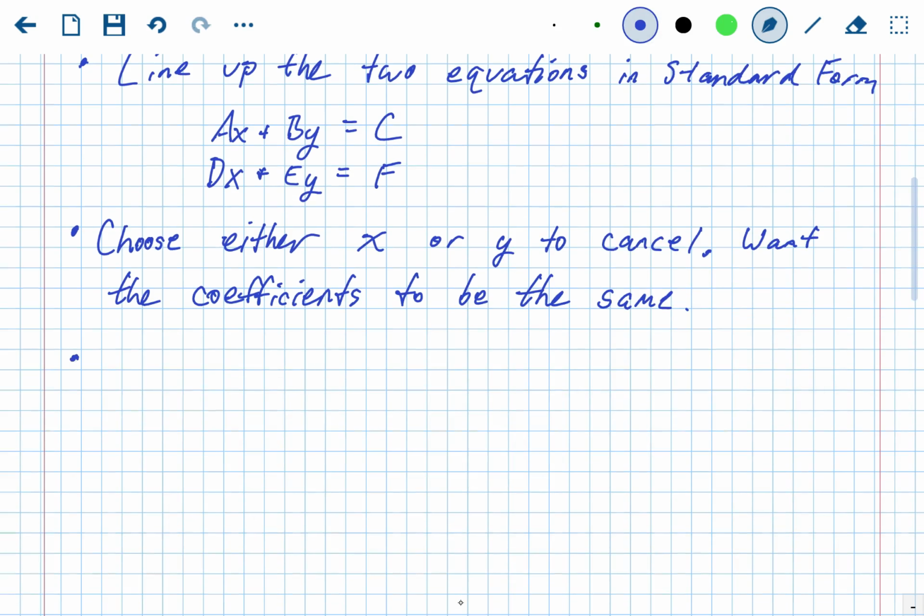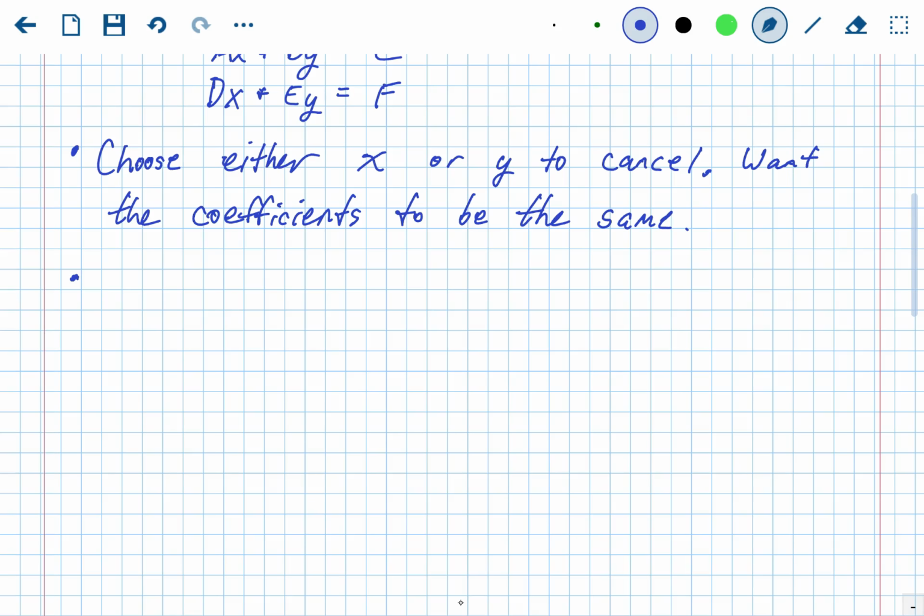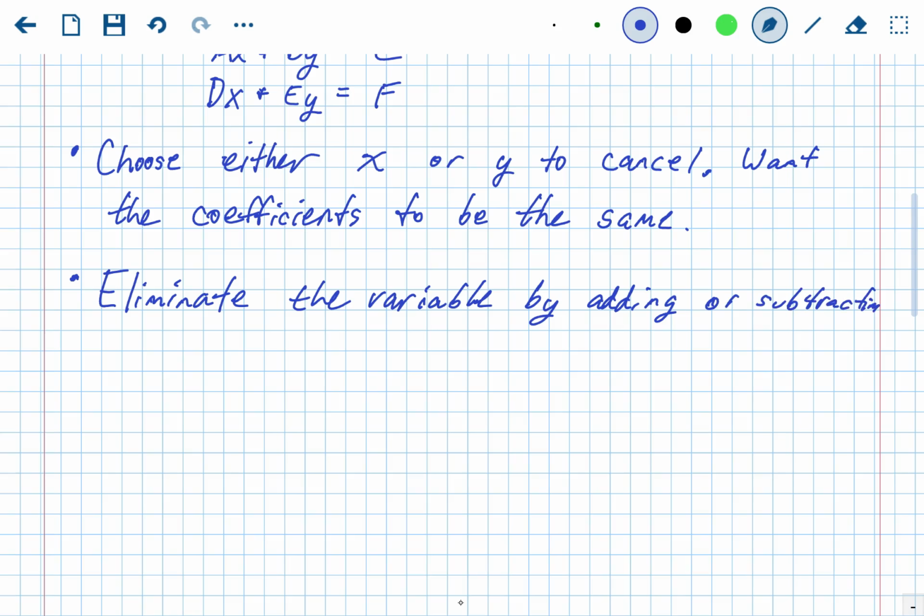Once you decide which variable you're going to cancel, you're going to eliminate the variable by adding or subtracting the equations. You're going to eliminate, meaning cancel. Because again, it's the same problem we had with substitution. We don't know how to solve an equation that has two variables. We can only solve equations that have one variable. So we need to force it to have one variable by eliminating the other.